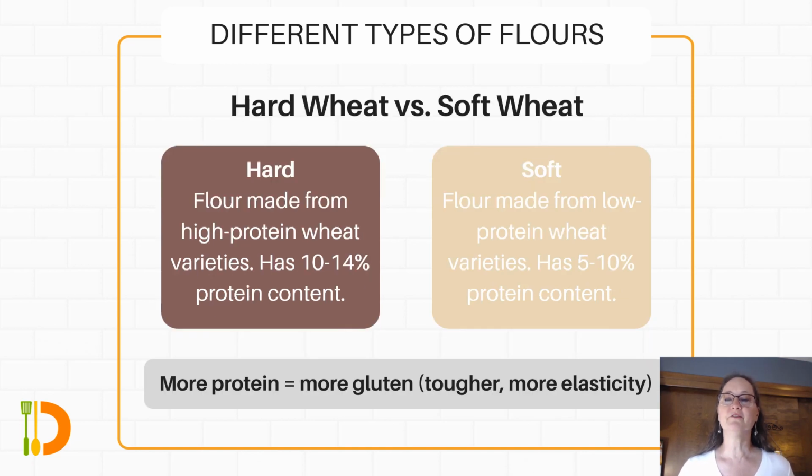Next, we have hard wheat versus soft wheat. Flour made from high protein wheat varieties, which have 10 to 14% protein content, is called hard wheat. Flour made from low protein wheat varieties, which have 5 to 10% protein content, is called soft wheat. Basically, more protein equals more gluten, as gluten is a protein. So more protein will yield a tougher product with more elasticity. These characteristics are desirable in some recipes, like for bread, while not so desirable in others, such as cakes.